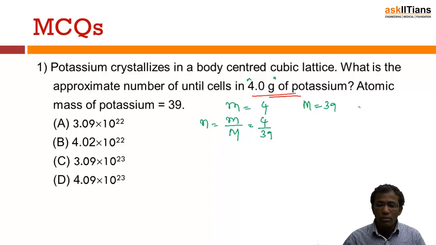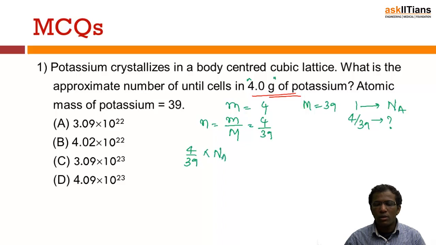So 1 mole contains the Avogadro number of atoms. So 4 by 39 mole contains how many? That is simply 4 by 39 into the Avogadro number of atoms. So the number of potassium atoms present in 4 grams of potassium is these many, okay? But it is given that potassium crystallizes in a BCC cubic lattice. So each BCC unit cell contains 2 potassium atoms.